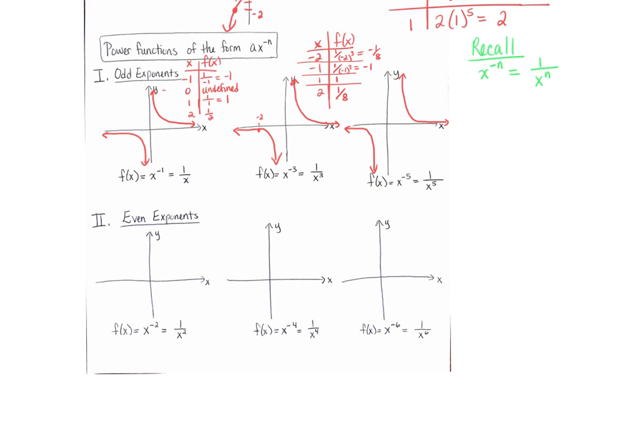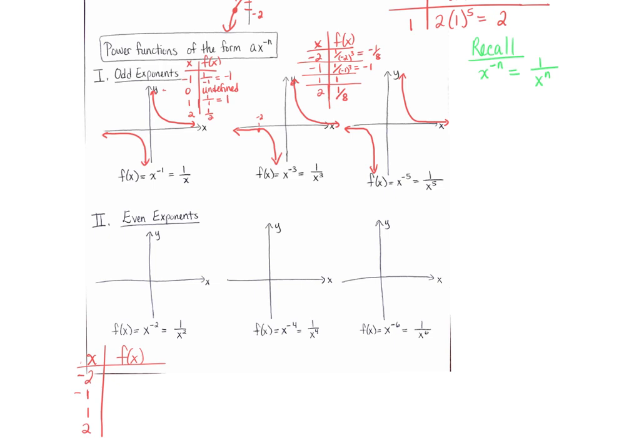Can x ever be equal to 0 for these? No, it cannot, because we cannot divide by 0. So, whenever we're graphing these, you can choose your x and your f of x. You have -2, -1, 1, and 2. You can choose whichever numbers you like. I'm choosing some negative and positive so you can see what's happening on both sides of the graph.